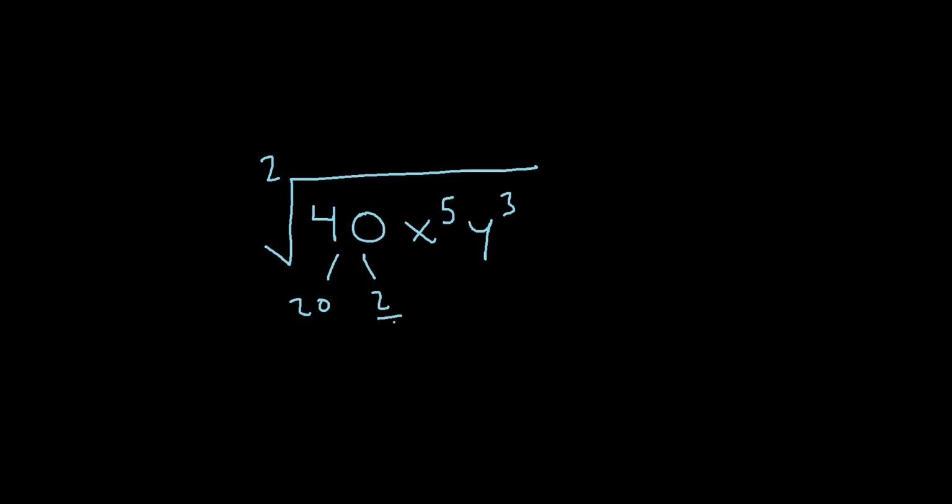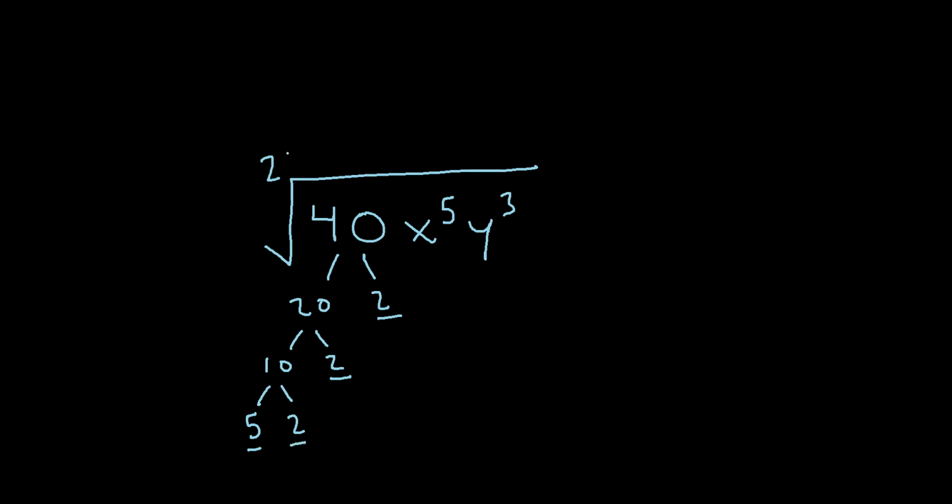2 is a prime, so we'll underline that. We can further break down 20 into, let's say, 10 and 2. 2 is a prime again, so there's another prime that we can underline. And then we can break down 10 into 5 and 2. And these are both prime numbers, so that means we're done with our prime factorization.